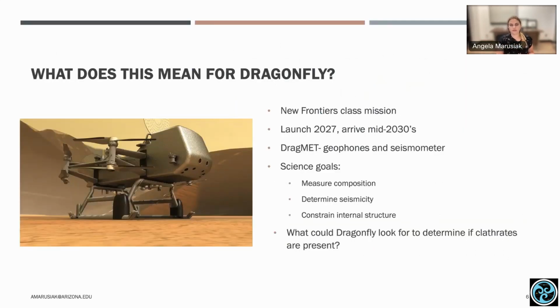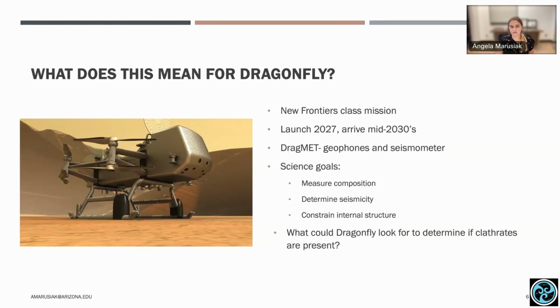So what does this mean for Dragonfly moving forward? It's a New Frontiers class mission. It's due to launch in 2027 and arrive at Titan in the mid-2030s. Among the instruments that it will include is DragMet, which, among other things, includes geophones and a short period seismometer. The geophones are along the bottom skids of Dragonfly, and the short period seismometer will drop down from the belly of Dragonfly, get covered in a wind and thermal shield, and they will work together to record seismic signals.